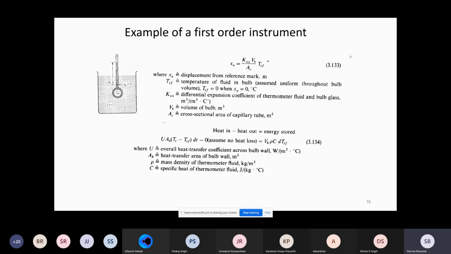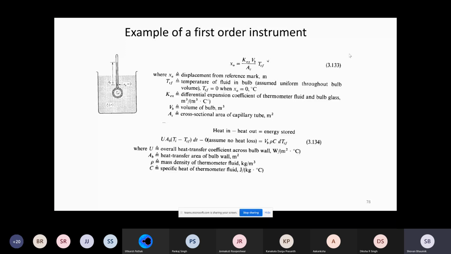And then AC is the area in the bulb. So x0 represents the displacement through the capillary tube. So this is obvious. Equation 3.133 is a very standard equation.